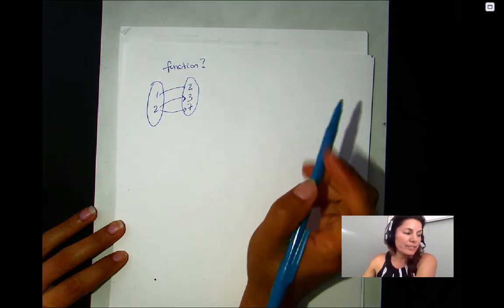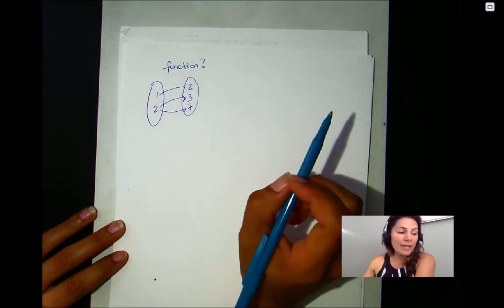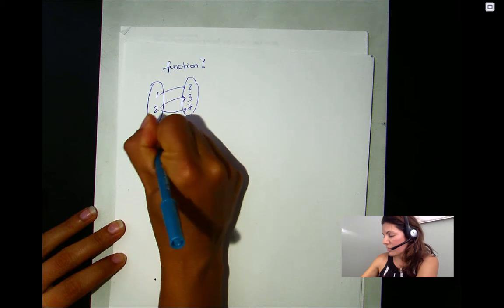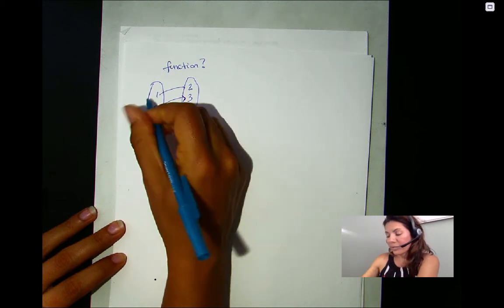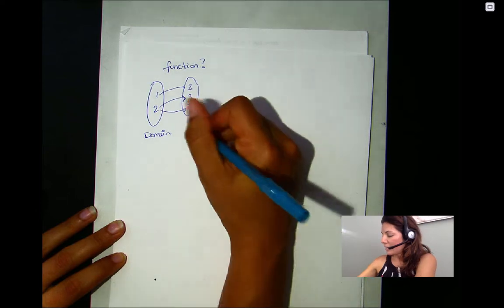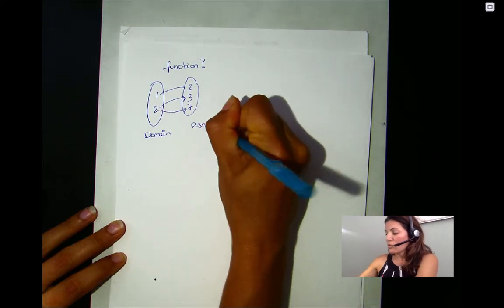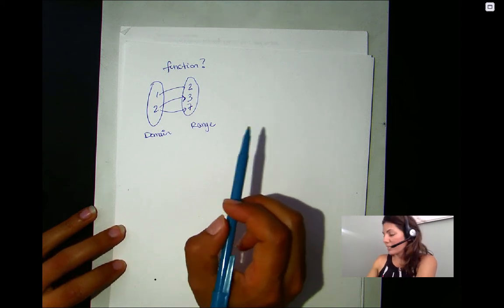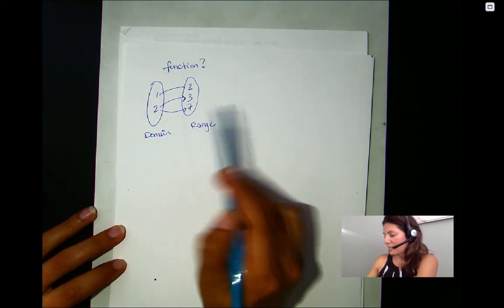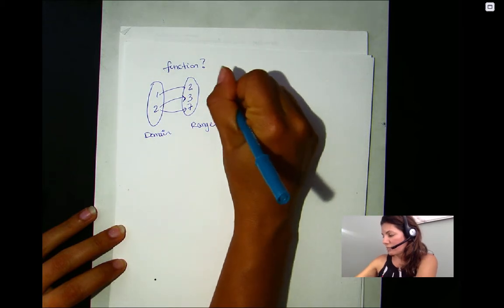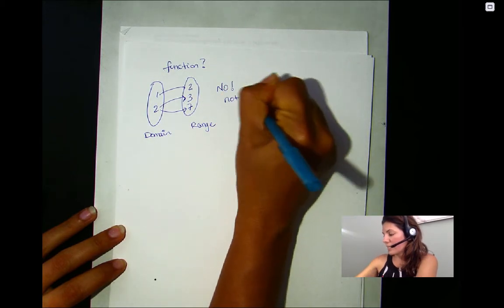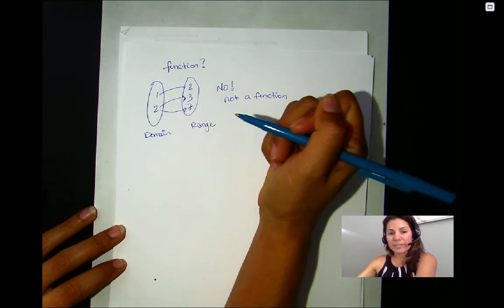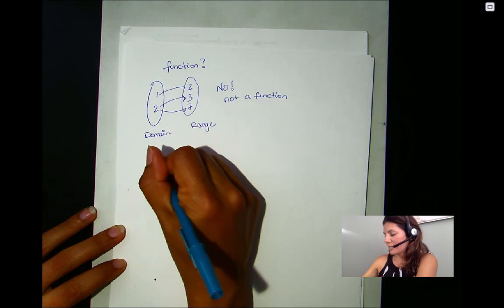What do you think? To remind ourselves, a function is a rule that assigns to each value in the domain a unique value in the range. So this will be the domain where the input originates, and this will be the range. Does each value in the domain have a unique value in the range? And the answer is no, right? This is not a function because 2 goes to 2 different places, so it doesn't go to a unique place.